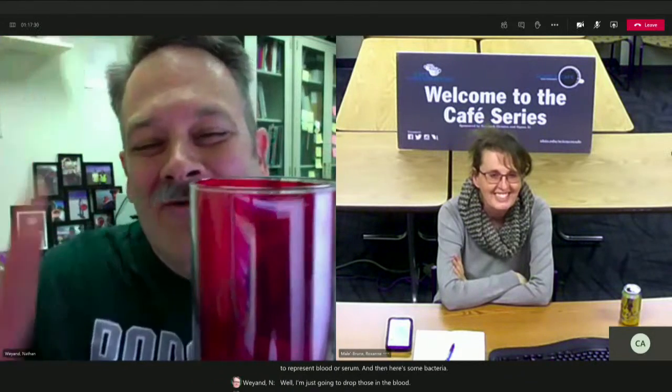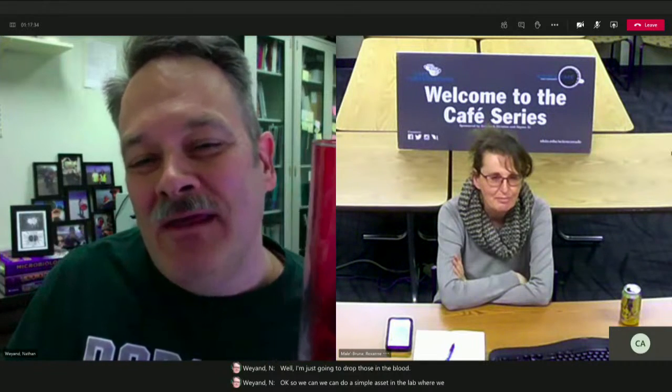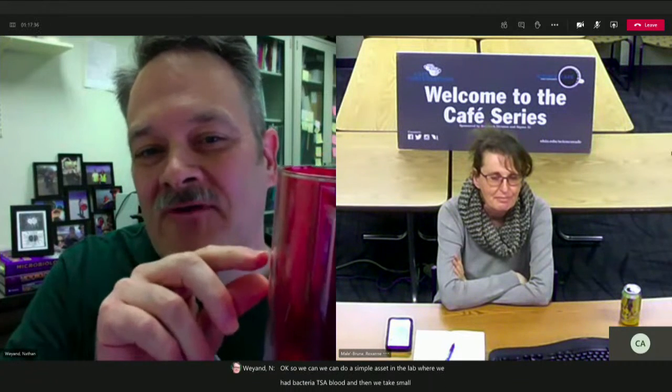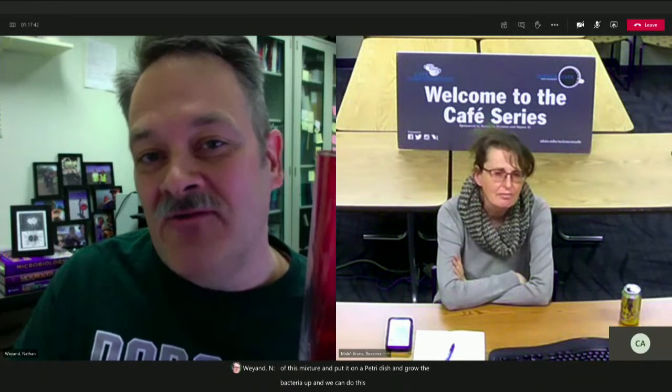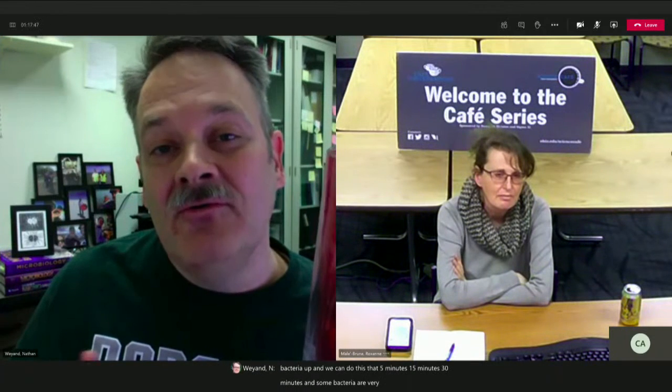So we can do a simple assay in the lab where we add bacteria to blood, and then we take small aliquots out of this mixture and put it on a Petri dish and grow the bacteria up. We can do this at 5 minutes, 15 minutes, 30 minutes, and some bacteria are very sensitive to serum and the complement proteins, and they start to die. And so we can monitor bacterial survival over time in response to these proteins in the blood. And my lab is studying this process.